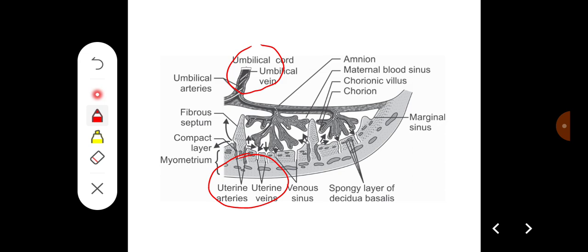In the fetal side, it mainly shows the chorionic villus, chorion, and amnion, and the maternal side mainly shows the uterine vessels with the sinusoids.